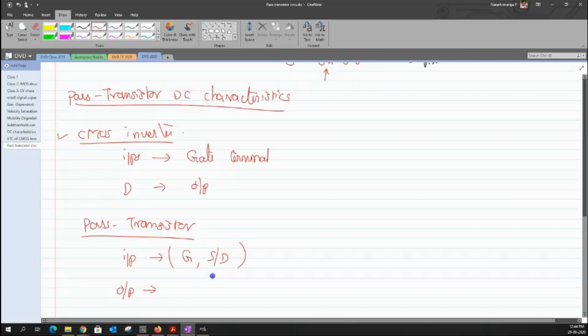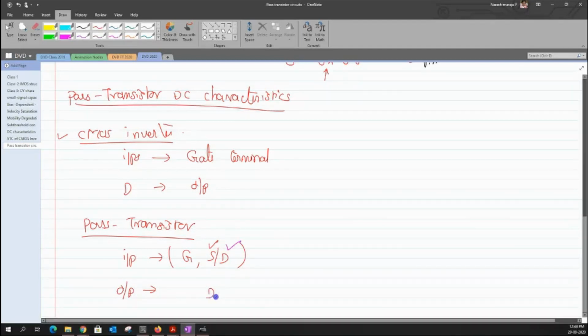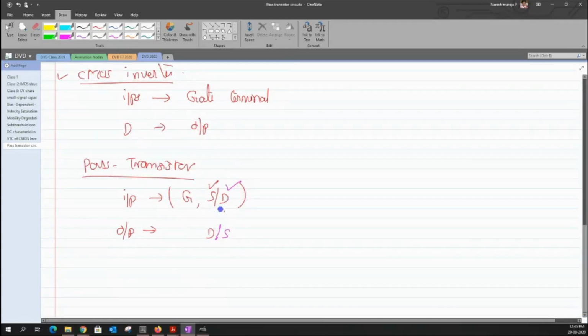Say, for example, if I have used the source as my input terminal, then the output would be taken out from the drain. If I've used the drain as my input, then I would be tapping the output from the source. Whichever one I've used as my input, the opposite terminal is utilized as the output node to tap the output. So in this case, the input goes to two terminals.